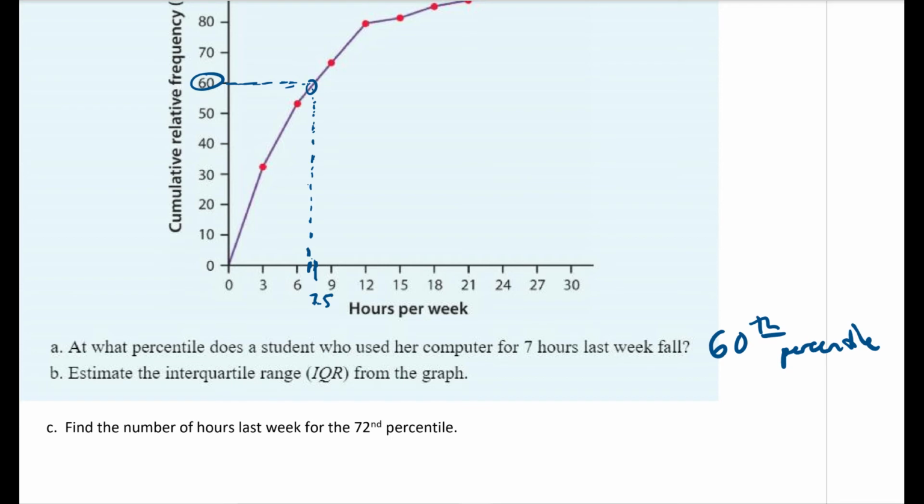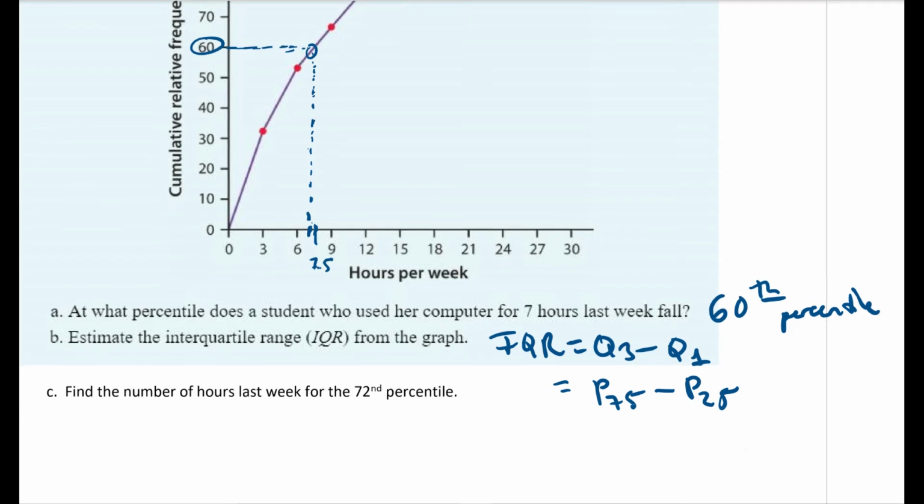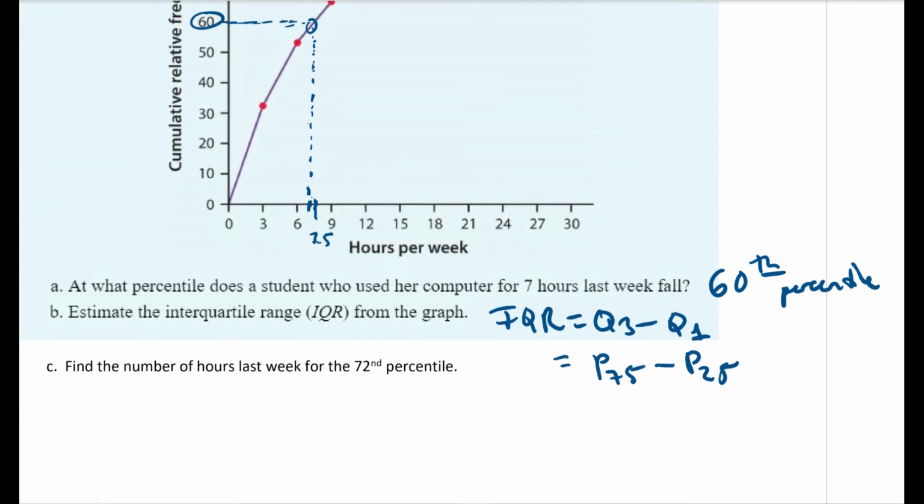The interquartile range, remember that IQR is the third quartile minus the first quartile. But remember, in terms of percentiles, a quartile breaks the data into 4 pieces, which is 25%. So the first quartile is really the 25th percentile, which I'll call P25. And the third quartile is really the 75th percentile, which I'll call P75. Which means we'll need to find the 75th percentile and the 25th percentile.